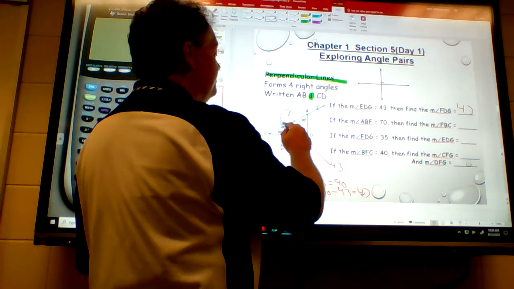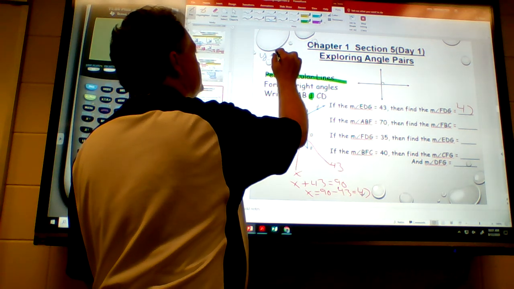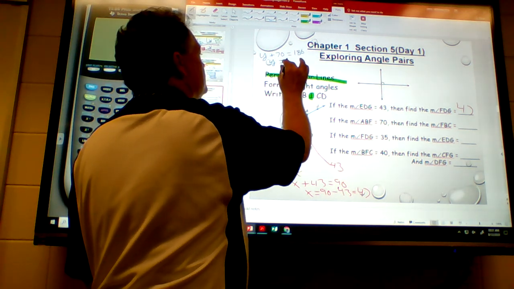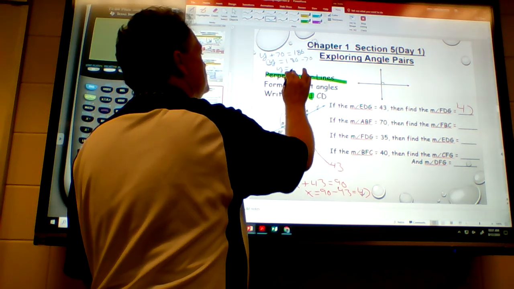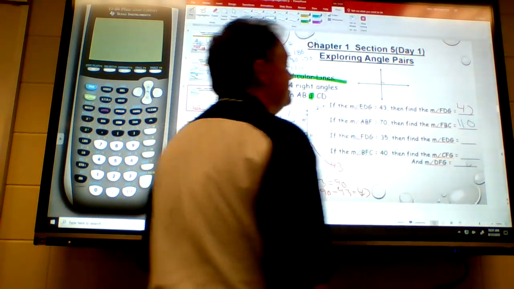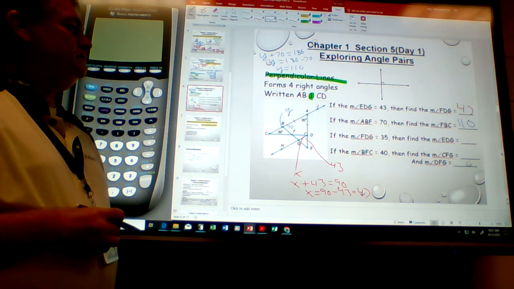Now, in this case, because they form a straight line, we know that they're supplementary. So I got Y plus 70 equals 180. So Y equals 180 minus 70, which means that Y equals 110 degrees, which means that this angle has a measure of 110 degrees. All right.